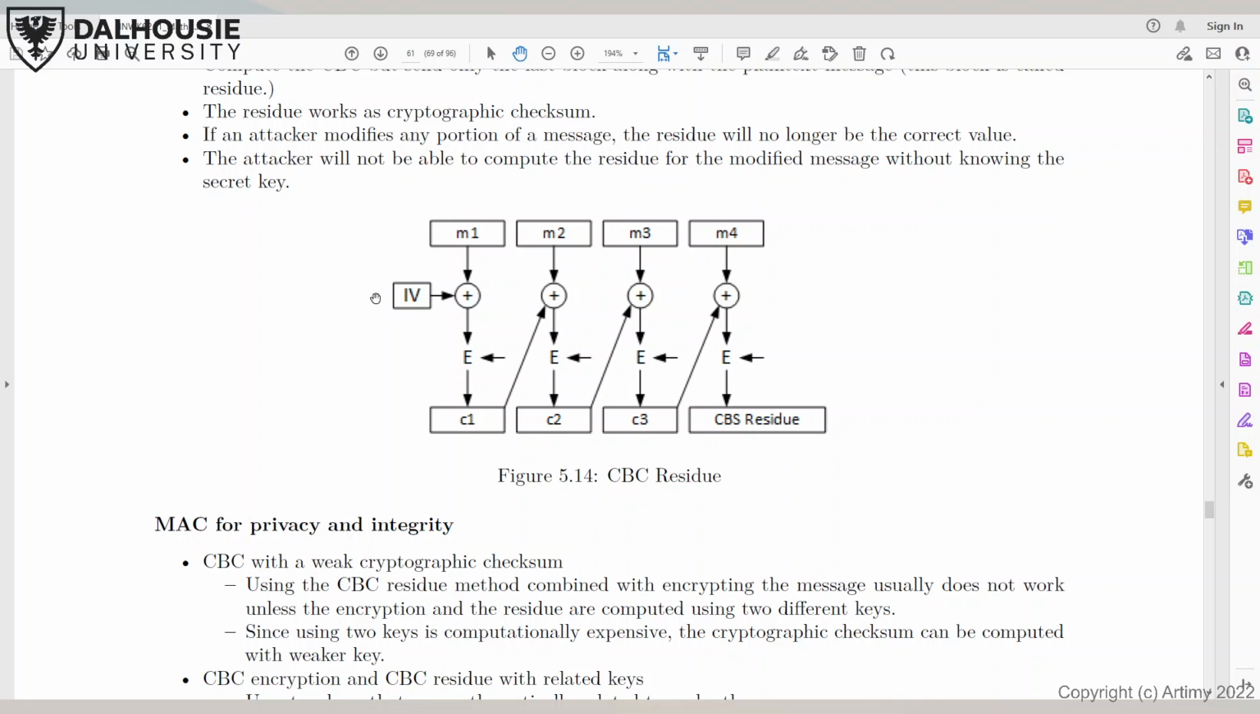So if I have to do it just so that we can get the CBC residue, I may need to use an encryption technique that's weak. We talked about several encryption techniques, so we will take DES for example. It's considered weak now, but it is still good just to do an integrity check. It may not be good for encryption, but it may be good for just doing the integrity check. So we'll use that technique.